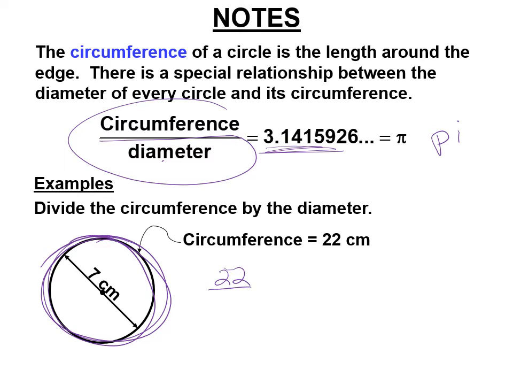We're going to say that the circumference of that is 22. The diameter all the way across is 7. So I want everyone to do 22 divided by 7. 7 goes into 22. There's the 3 of 3.1415926.